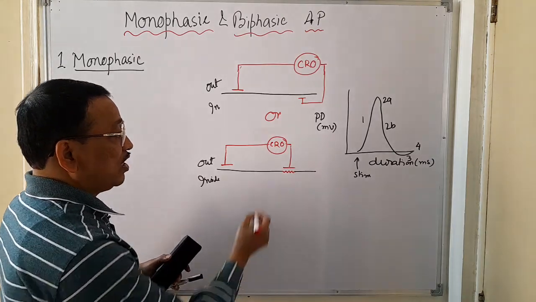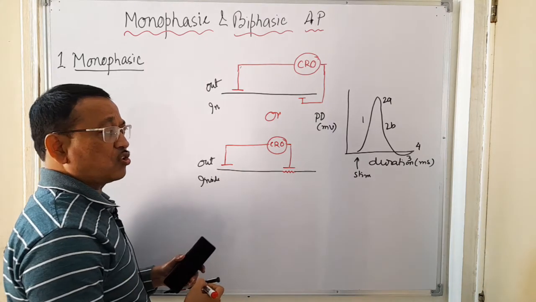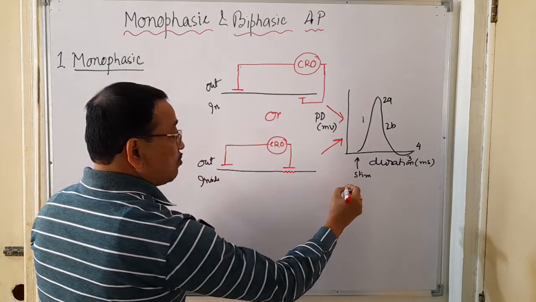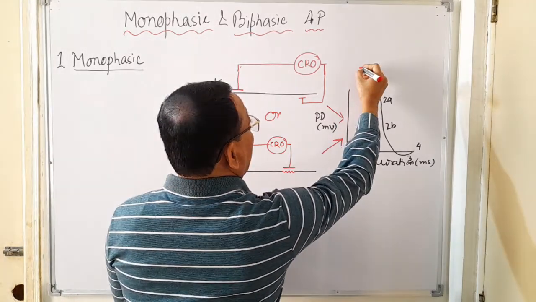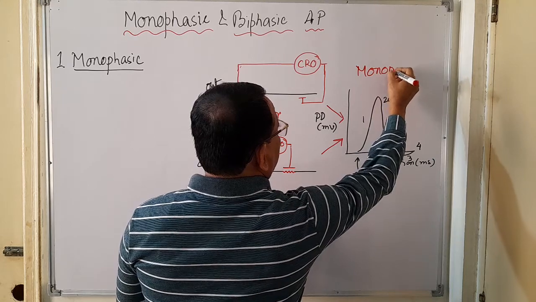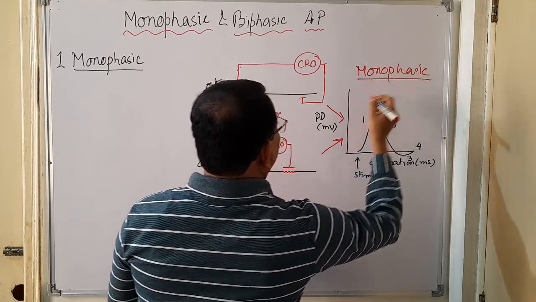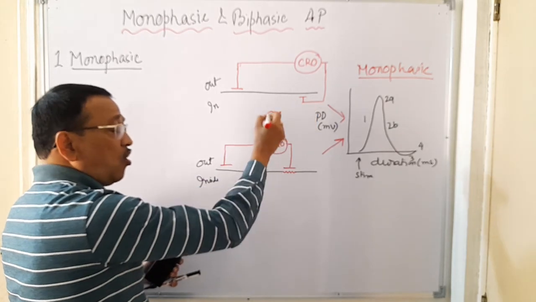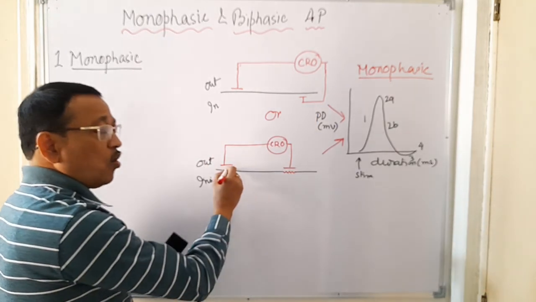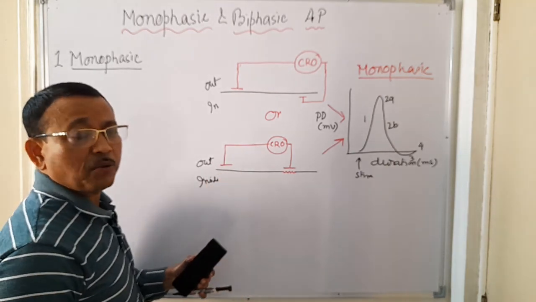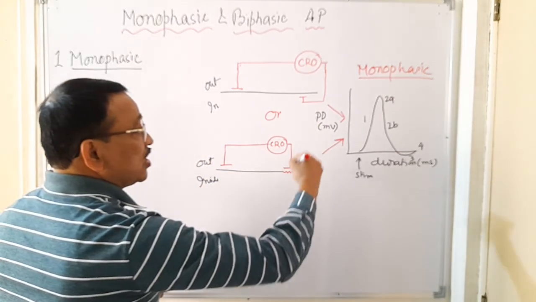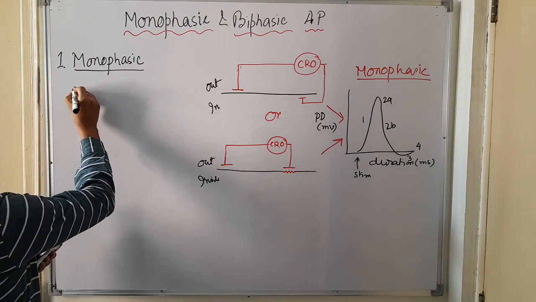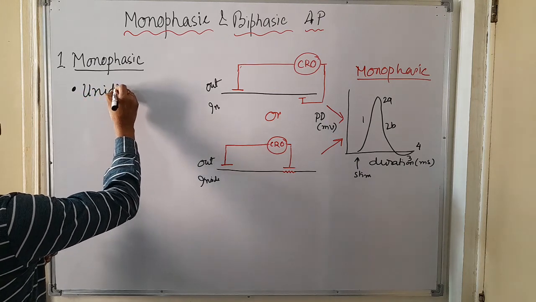In such a case, what happens? The action potential recorded by the cathode ray oscilloscope will also be unidirectional, and this type of action potential is known as the monophasic action potential. So this is the monophasic action potential, which can be obtained by placing two electrodes, one on the outside and another on the inside, or two electrodes both on the outside, but one at the healthy side and another at the damaged or injured side of the cell membrane. In such a case, a unidirectional action potential can be recorded, and that is known as the monophasic action potential. So the monophasic action potential is unidirectional.